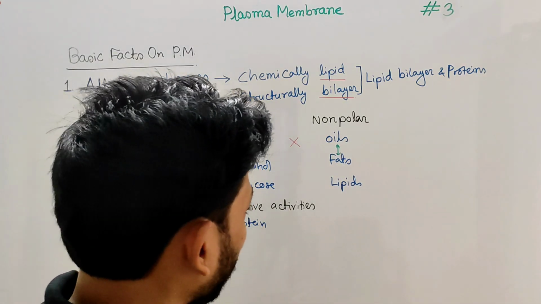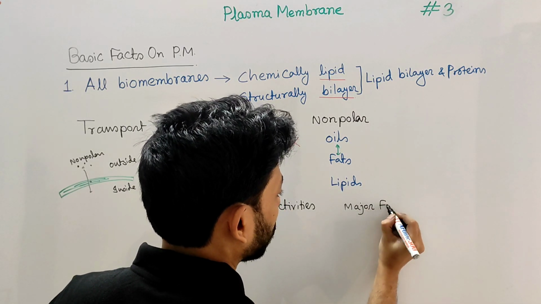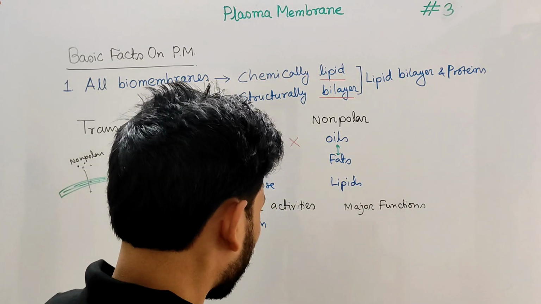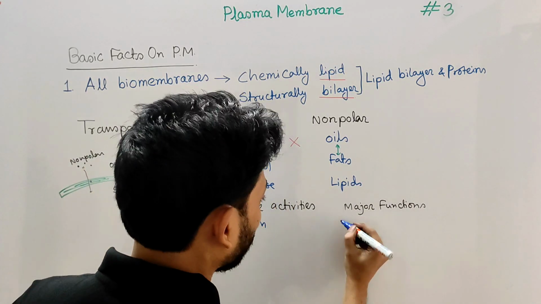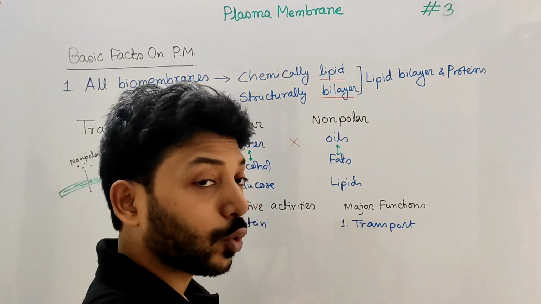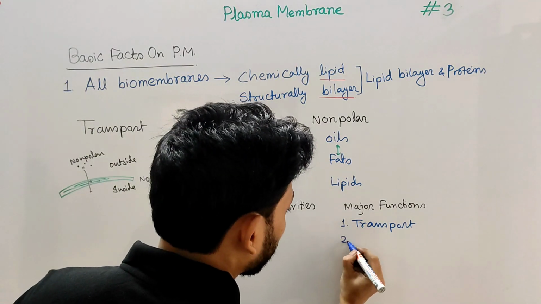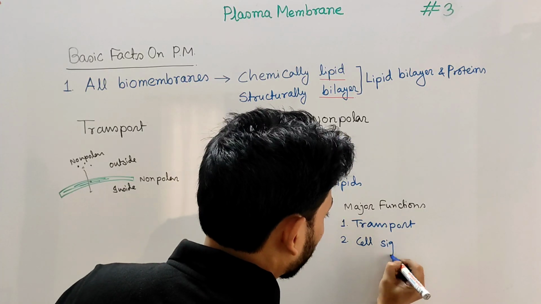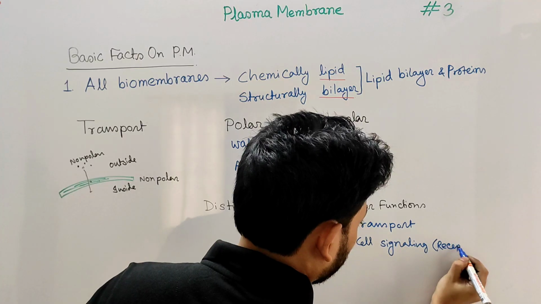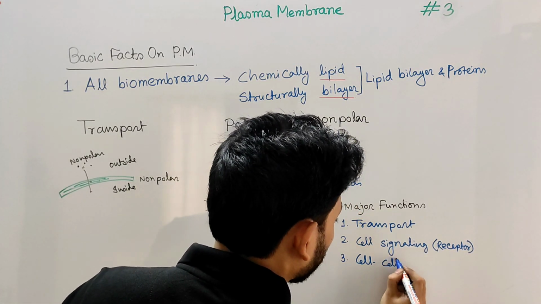Now, what are the major functions performed by proteins? We have to know the major functions performed by proteins in the plasma membrane. The first you can remember is transport. It helps in the transportation of polar molecules from outside to inside or inside to outside. Second is cell signaling. Proteins can help in cell signaling in the plasma membrane. They can act as receptors. Third, they help in cell-cell communication.